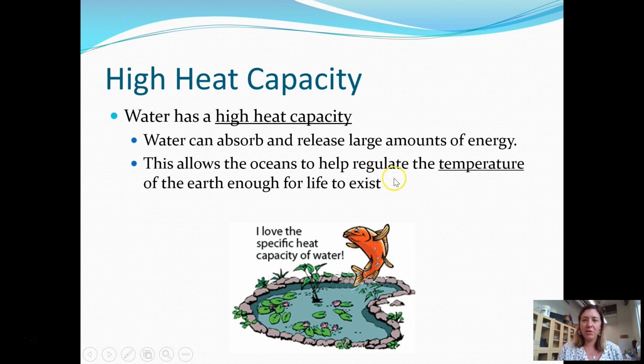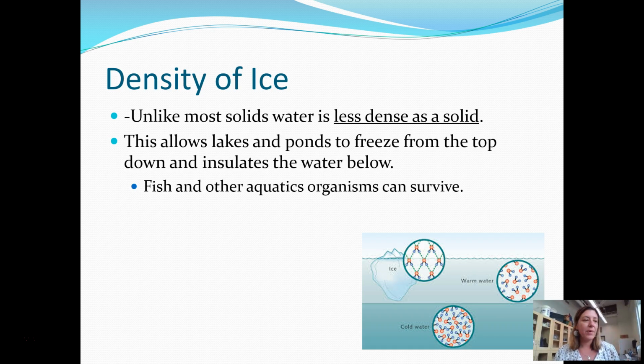Okay, and I realized I didn't say this, but you put temperature in this blank here, right? So the high heat capacity allows oceans to help regulate the temperature of the earth enough for life to exist. Okay, our last slide here that we need to talk about, another property of water that's important for living organisms, is the density of ice.